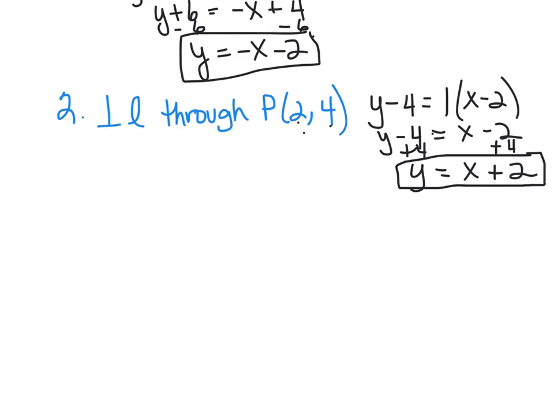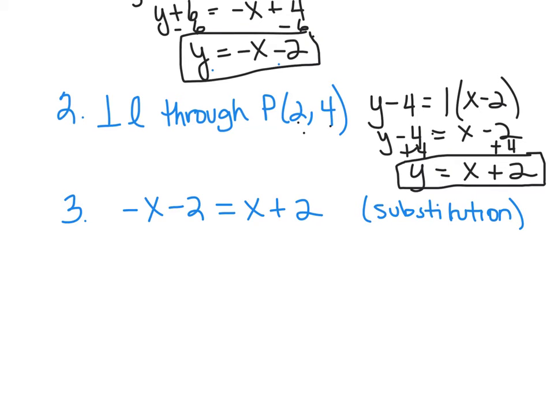They're both equal to y. So let's just use substitution and set those equal to each other. So negative x minus 2 equals x plus 2. I'm using substitution. That's the system of equations method, just so you have it.